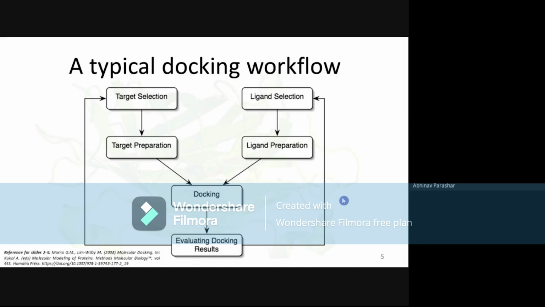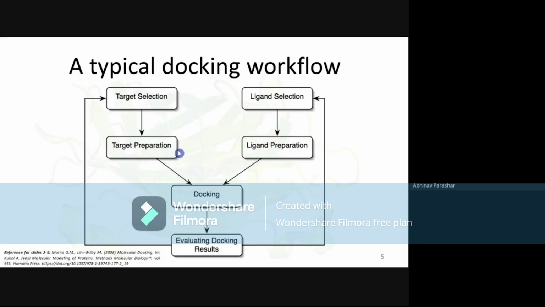Now let's see what the workflow is, how we go about it. On top, you see there are two things: one is target selection and one is ligand selection. The target is usually the protein, and the ligand is the molecule that you're going to bind. Both of these are at the first level, because without a proper target and a proper ligand, you definitely cannot go for docking. Once you have selected the target and the ligand, we go for what is called target preparation and ligand preparation.